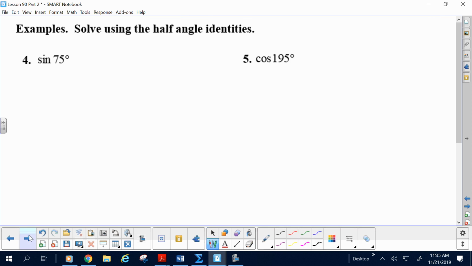Let's do an actual numerical problem so you can get a feel for what this looks like, okay? So, sine of 75 degrees. You're going to want to read carefully, first of all, because now you have two ways to do this problem.